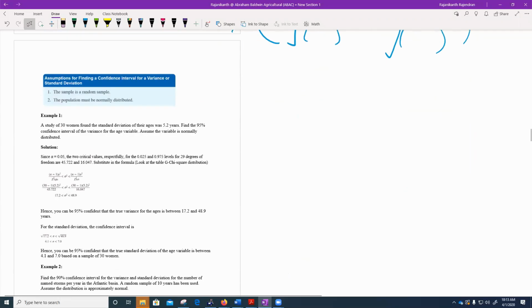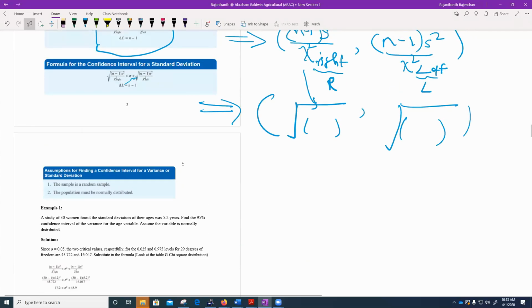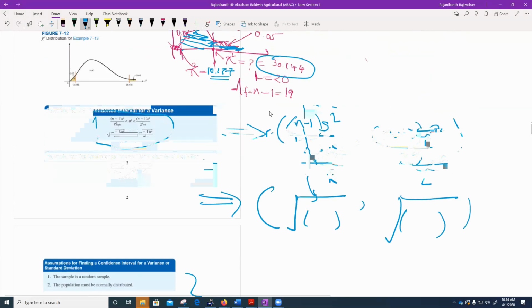Again, we have some assumptions for the chi-square problem. The sample is a random sample, and the population must be normally distributed. Okay, what is this little s here? What is little s?